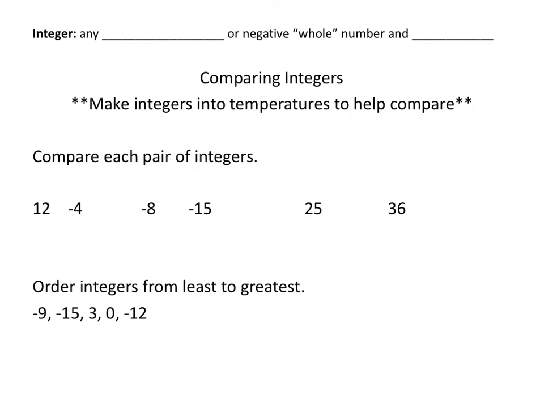An integer is any positive or negative whole number and 0. So if you think about it, really, it goes on forever. So it would be like -3, -2, -1, 0, 1, 2, 3, and so on.